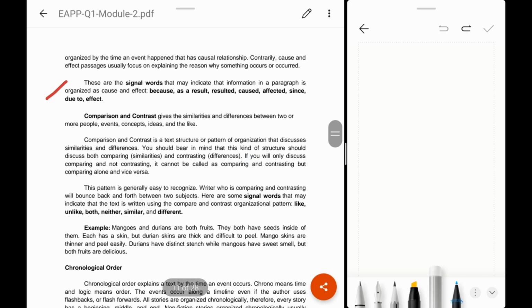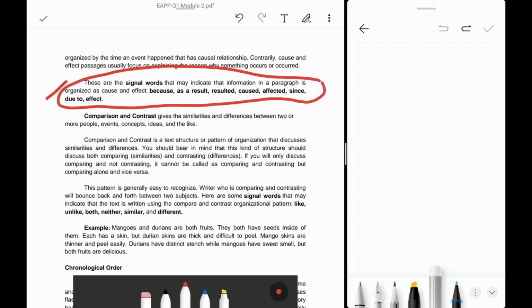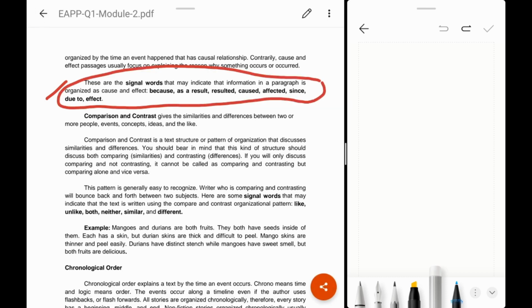In here, it says that there are signal words. These are the signal words that may indicate that information in a paragraph is organized as cause and effect. Okay? These are because, as a result, resulted, caused, affected, since, due to, and effect. So obviously, all these words are your markers to identify that the paragraph you're reading actually uses the text structure cause and effect.